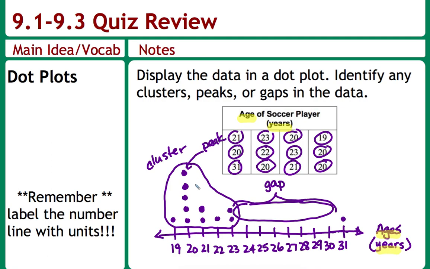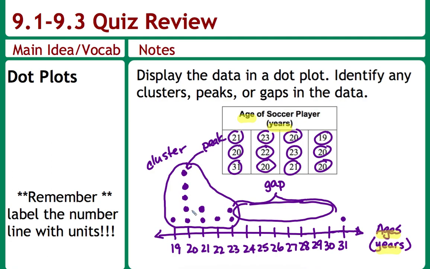All right, so after completing our dot plot, our number line would have the values starting at 19 up to 31. Remember to label it again with the units. So we have ages in years. And then we have a dot for each time that data value occurred, or the frequency of the data values.